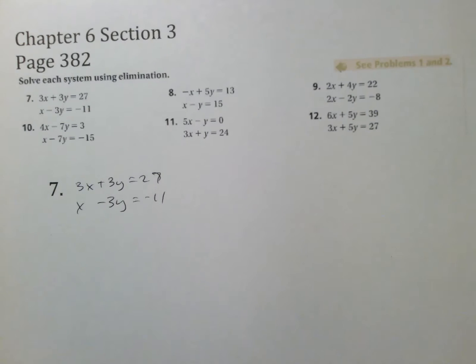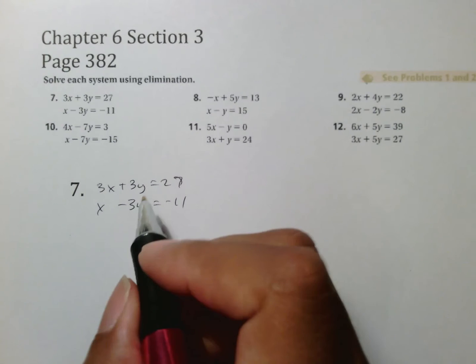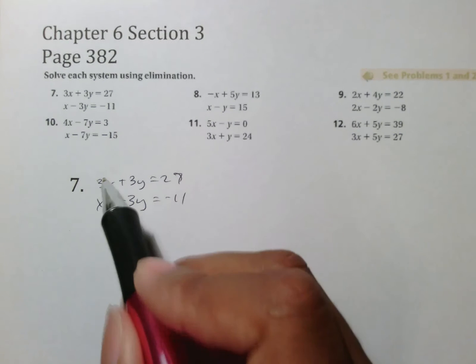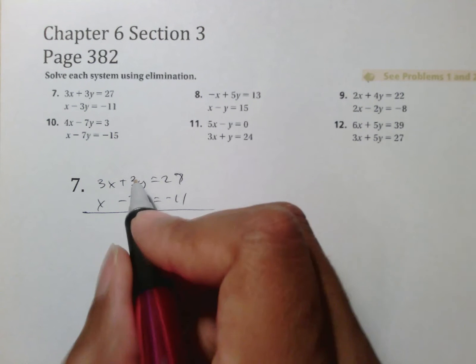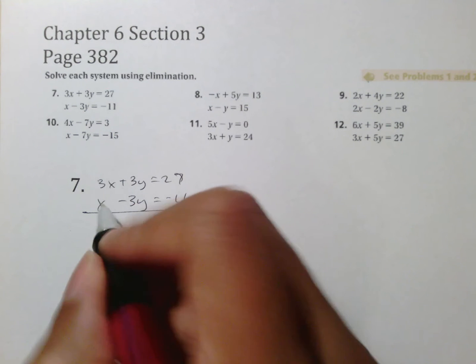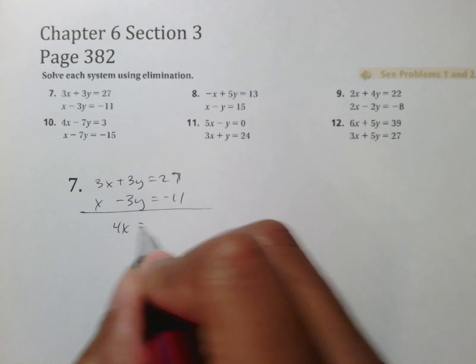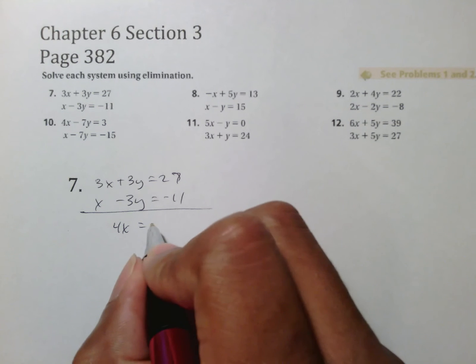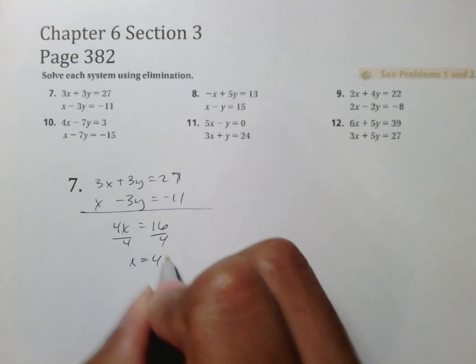So let's look back at this real fast and see exactly what they're looking for. Here, notice, if you look at it, and you should always inspect first, is there anything that just goes away? 3x and x doesn't eliminate, but I think 3y and negative 3y do, so we can add them up. So what we're going to do here is add x and 3x to get 4x. 3y and negative 3y go away. I don't need to bring them down. 27 minus 11 is what, 16? And then you divide by 4 on both sides, getting x equals 4.